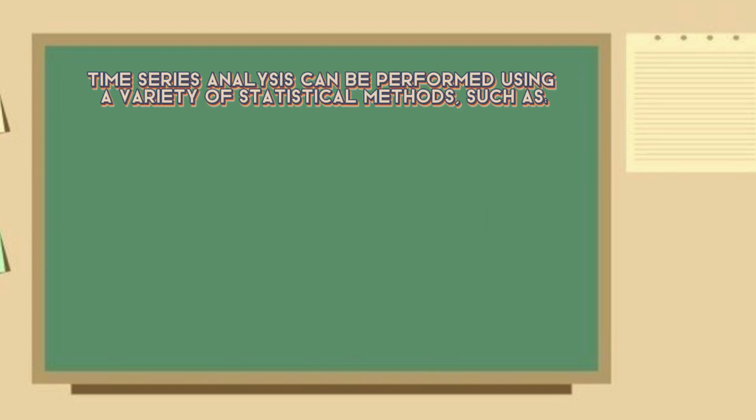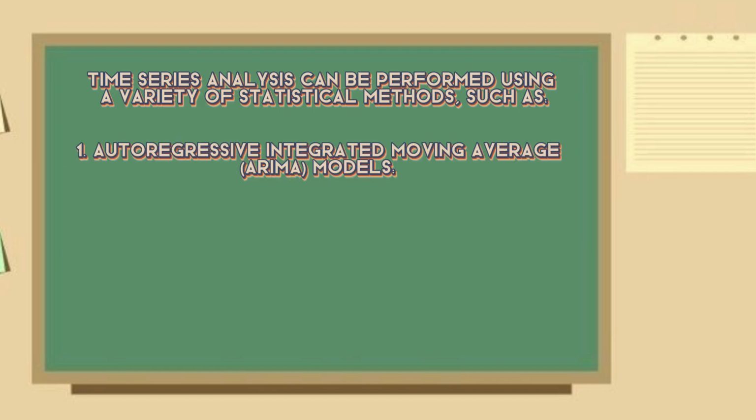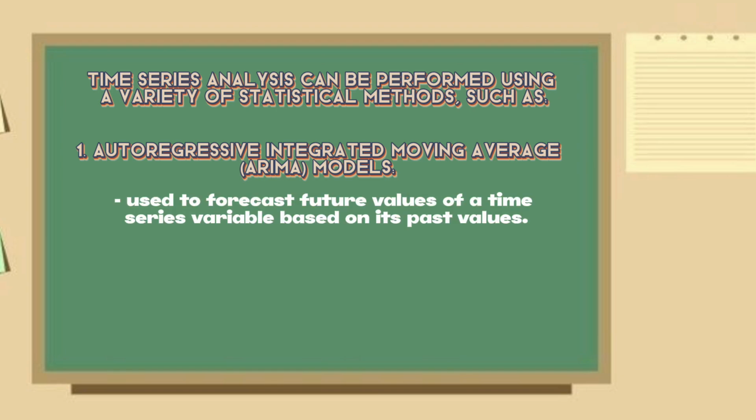Time series analysis can be performed using a variety of statistical methods such as autoregressive integrated moving average, or ARIMA, models. ARIMA models are used to forecast future values of a time series variable based on its past values. First, it checks if the data is stationary, meaning its statistical properties don't change over time. If not, it adjusts the data. Then, it looks at how past values influence current ones and how past prediction errors affect future predictions.